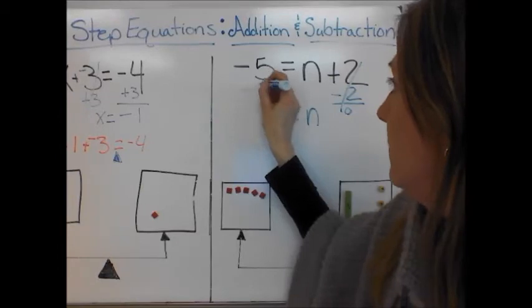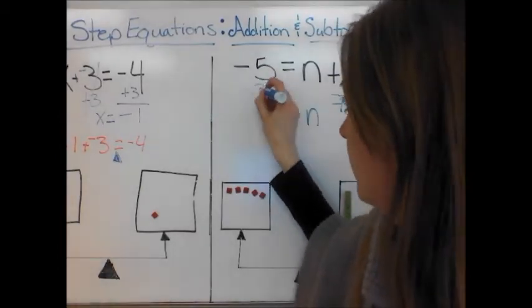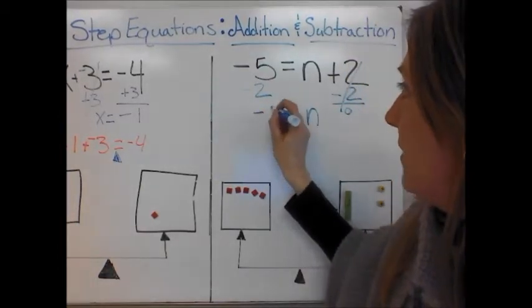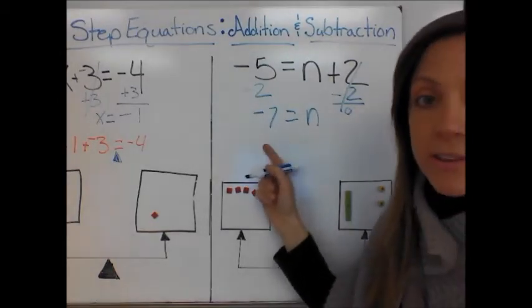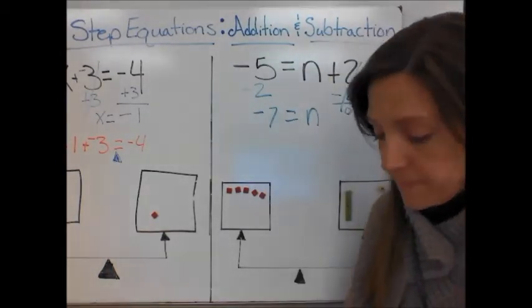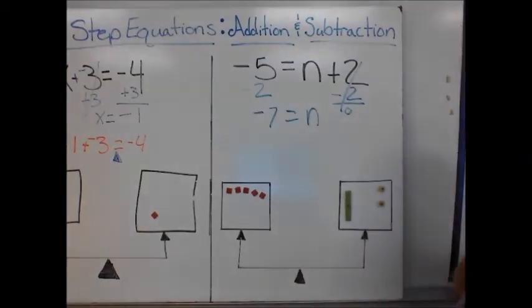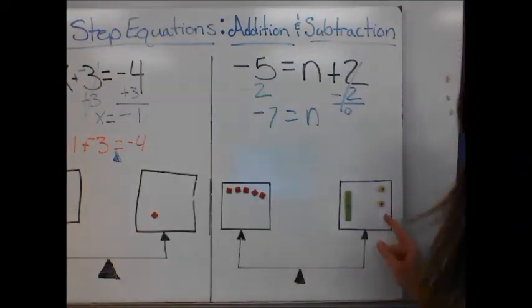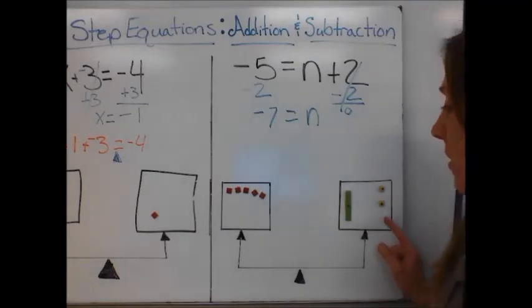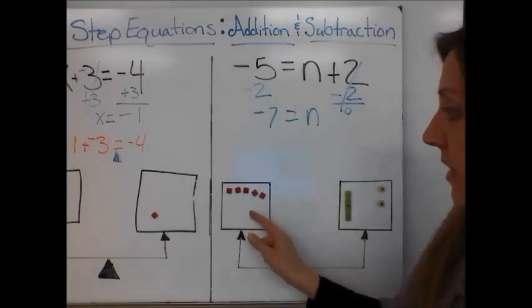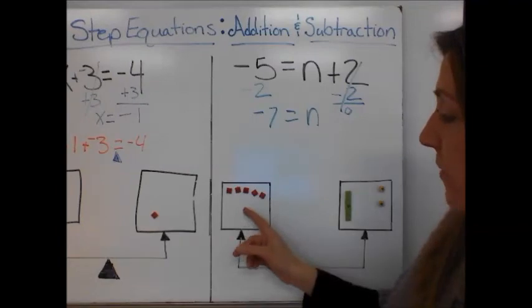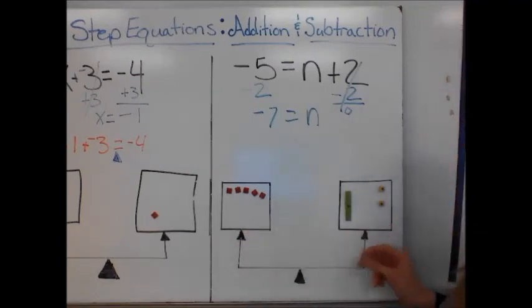So subtract 2, and I get negative 7. So n equals negative 7, or negative 7 equals n. All right, let's go down here and look at the bottom. I have n plus 2 on this side, and I have negative 7 here. Oh, excuse me, negative 5 here. So negative 5 equals n plus 2.